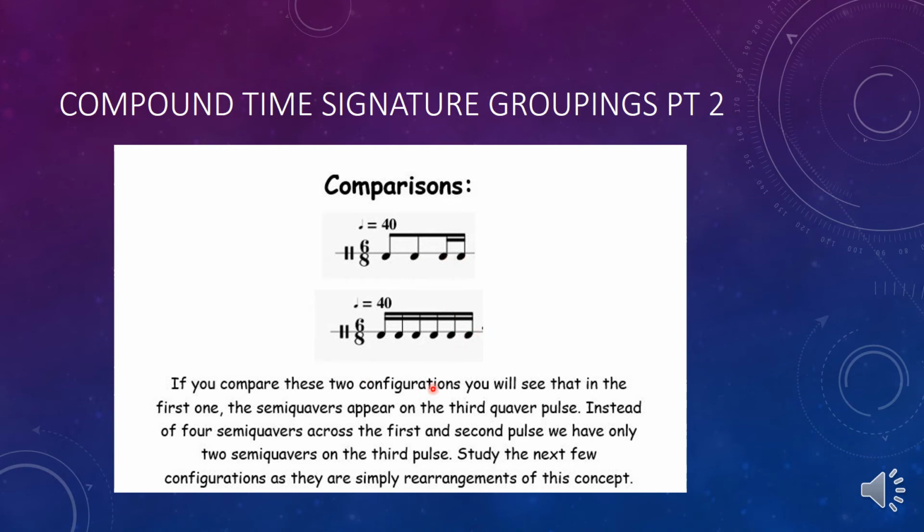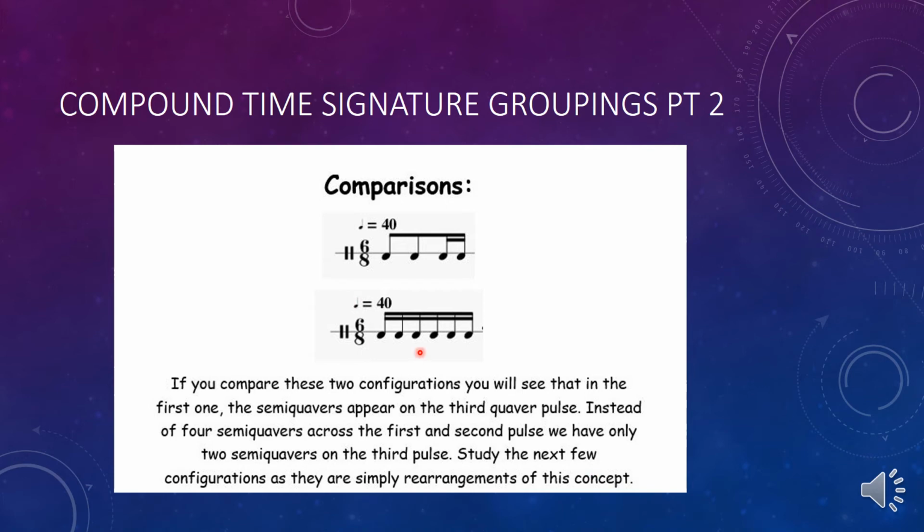If you compare these 2 configurations, you will see that in the first one, the semi-quavers appear on the 3rd quaver pulse or beat, instead of 4 semi-quavers across beat 1 and beat 2 here. We have only 2 semi-quavers on that 3rd pulse. Study the next few configurations as they are simply rearrangements of this concept.